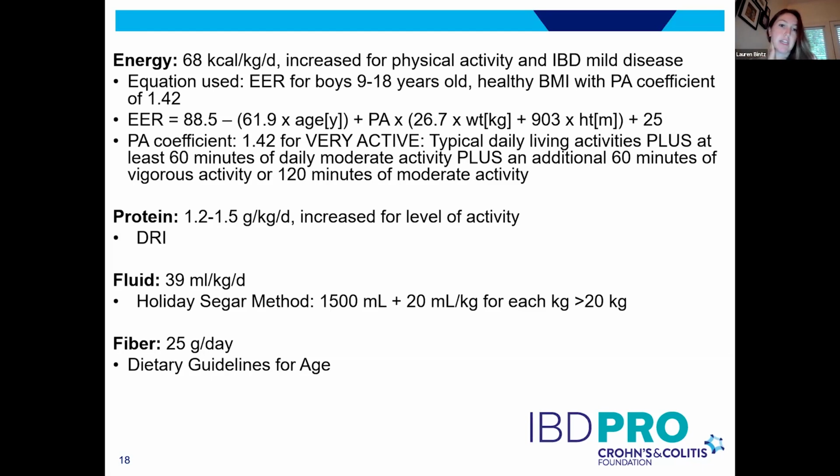His protein needs were increased for his level of activity. For his age, it typically would fall around 0.8 grams per kilogram, but considering that he was an athlete and also considering that he did have mild disease, per the physician, I set his protein needs a little bit higher.